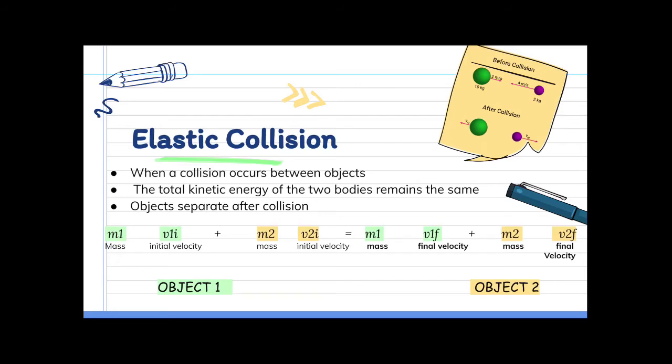Now that's a very long way to read it, but basically it's pretty much the same except for the ending. Mass times final velocity plus mass times final velocity of two different objects. So they're going to have two different masses and two different velocities.